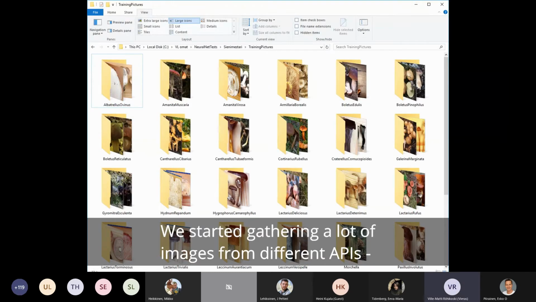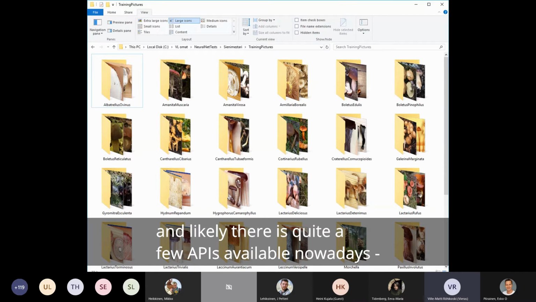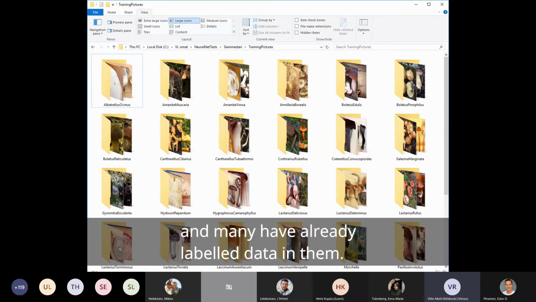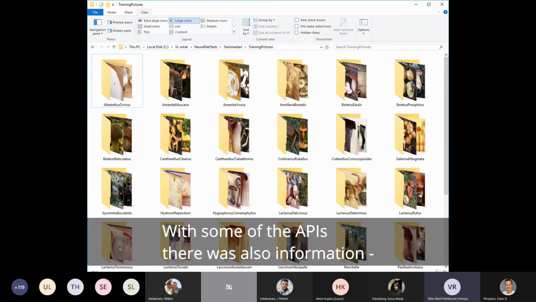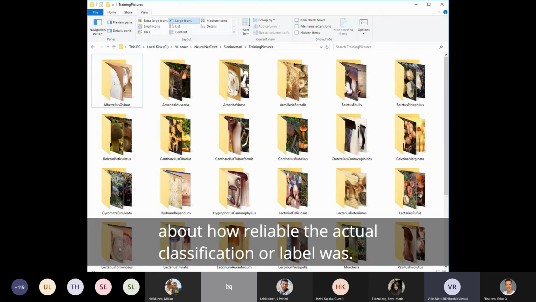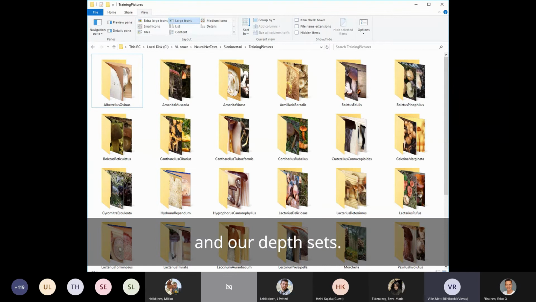So we started by gathering a lot of images from different APIs. And luckily, there are quite a few APIs available nowadays, and many of them already have labeled data in them. So it was quite simple to get quite many images from many species. With some of the APIs, there was also information about how reliable the actual classification or the label was. So we used that a lot to build up our training sets and our test sets.